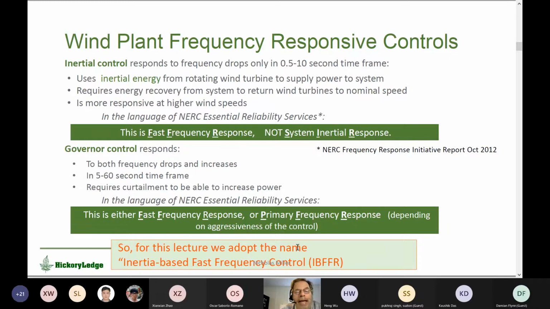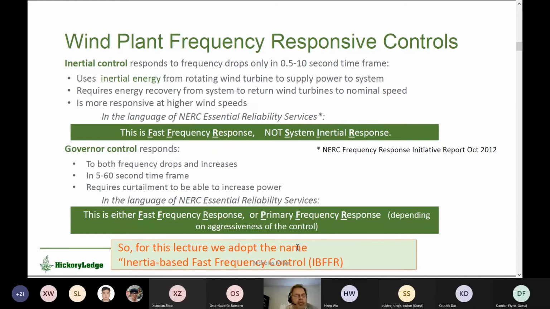So we have abandoned, at least we're encouraging the abandonment of talking about the controls that I'm going to spend the next half hour talking about as synthetic inertia. They are inertia-based fast frequency control. So it fits with what Pukraj was saying. You will continue to see things like synthetic inertia is required, but it's a poor moniker for what is really going on. The other thing that fits into this is so-called primary frequency response.